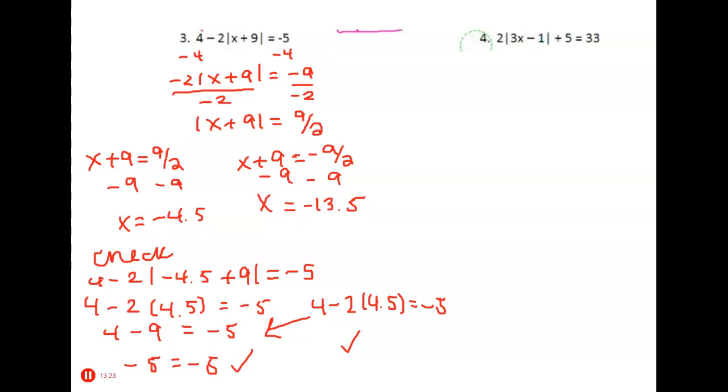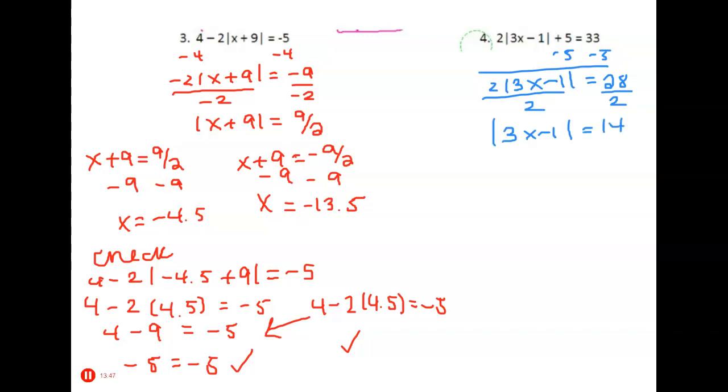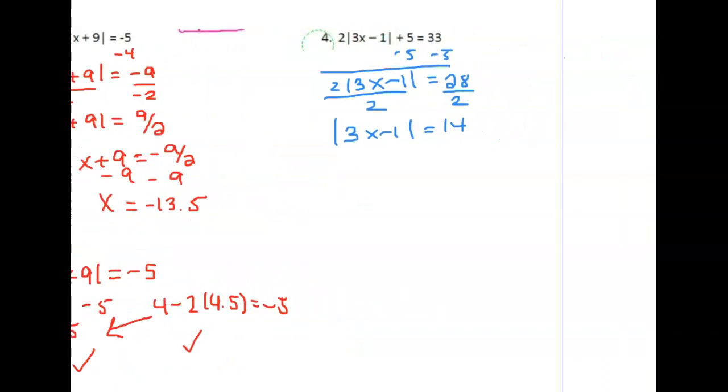Okay? In number 4, once again, you have to isolate the absolute value. So we're going to subtract 5 from both sides. Divide by 2. Once my absolute value is isolated, now I can split my problem. So one side's always positive, the other is negative.